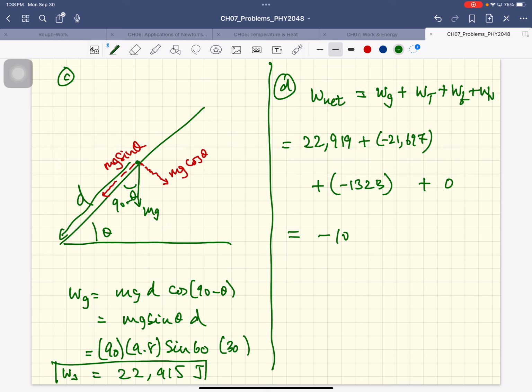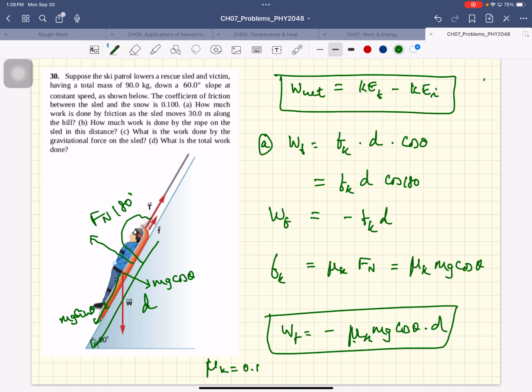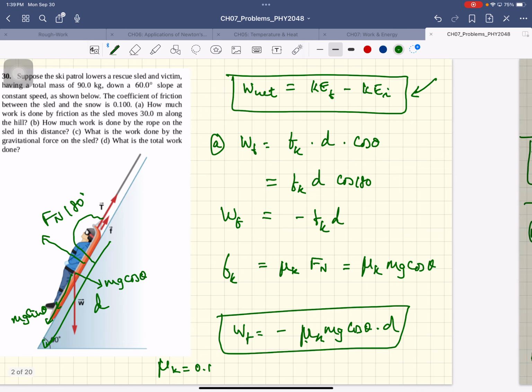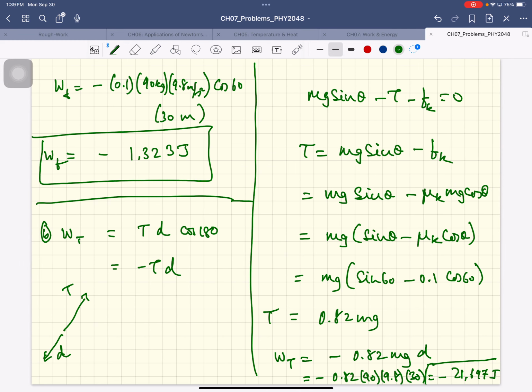Okay, so this added up to 105 joules. Okay, so it was all some sort of rounding error. Okay, that's close to zero. Okay, so that's the illustration of the work energy theorem. All right, so that is a long problem, but one part is there on the test.